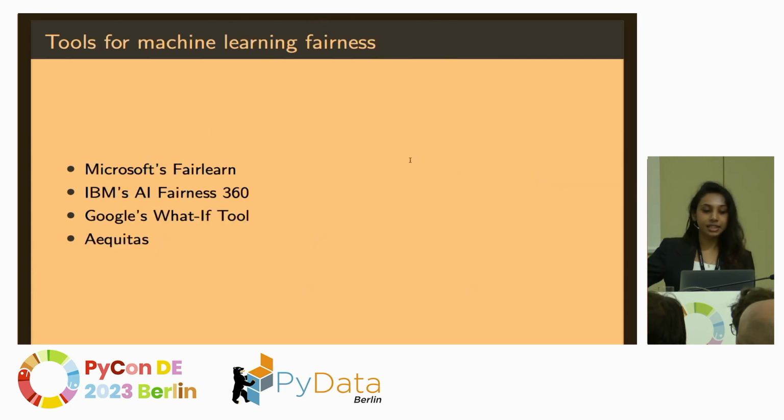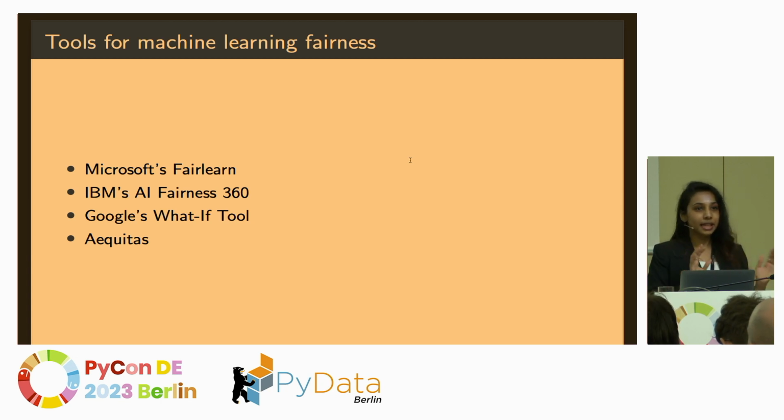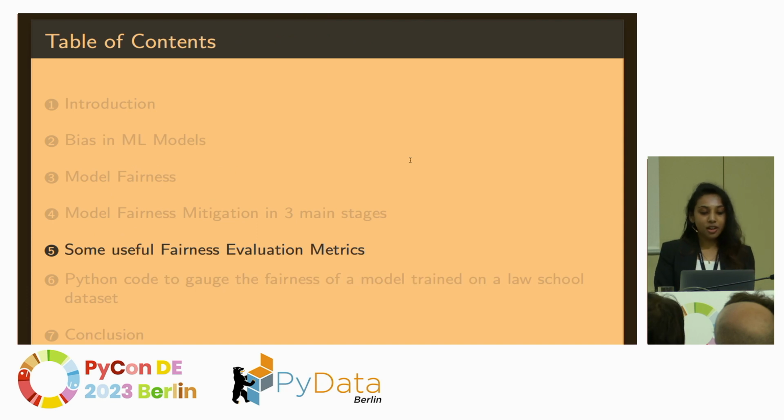Now, as I mentioned, these are some of the tools which you can use to detect and mitigate your machine learning model's fairness. These are all open source tools. The first one is Microsoft FairLearn. As we go on, I'll also be showing a demo with a law school data set on how to compute fairness matrices. I'll be using the first one, that is Microsoft FairLearn. But IBM's AI Fairness 360 is equally good. There is Google's What-If tool, and there is Equitas. All of these you can use in order to compute the bias, and they also have techniques to mitigate it.